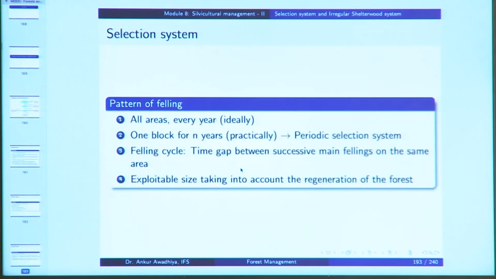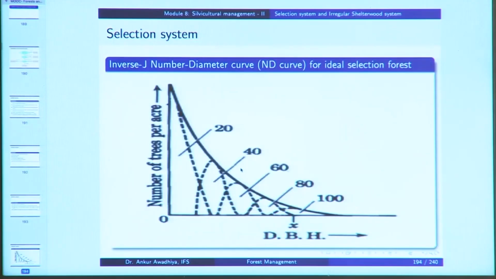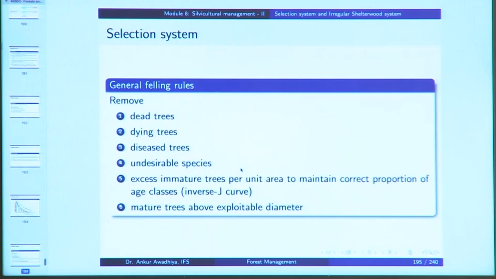Pattern of felling: you can have all the areas every year in an ideal system, or you could go for a periodic selection system in which you work on one block for n years. Felling cycle is the time gap between successive main fellings on the same area, and exploitable size is determined taking into account the regeneration of the forest. In the case of a selection system, you get an inverse J type of a number diameter curve.